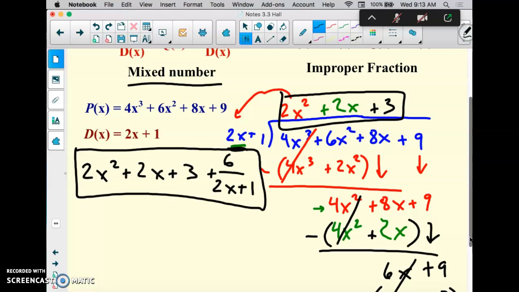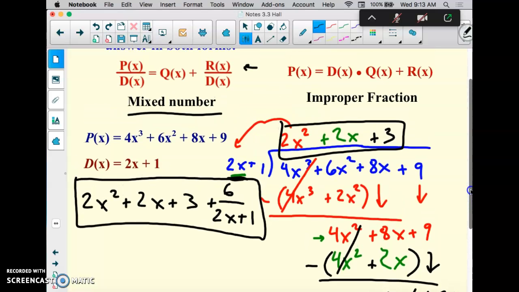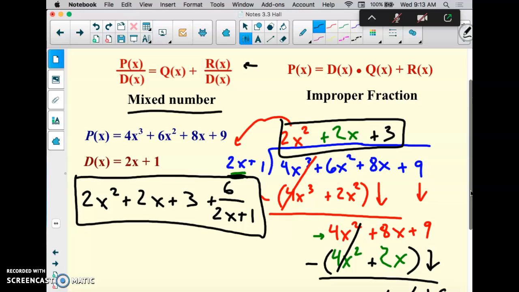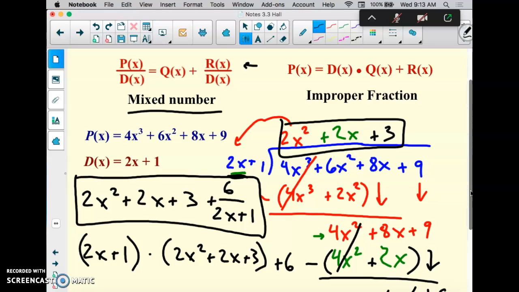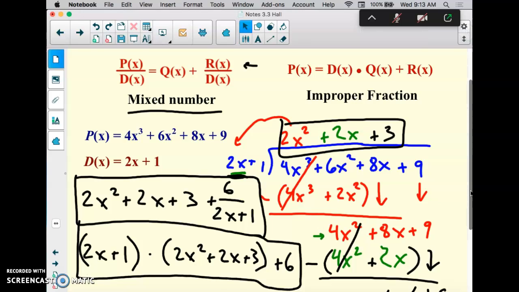Now the improper fraction form. That's going to be D of X, your divisor, which in this case was 2x plus 1, in parentheses, times Q of X, your quotient. Our quotient was the answer we got, 2x squared plus 2x plus 3. And then plus your remainder, which was 6. This is the improper form. So those are two different ways to write it: the mixed number form and the improper form.